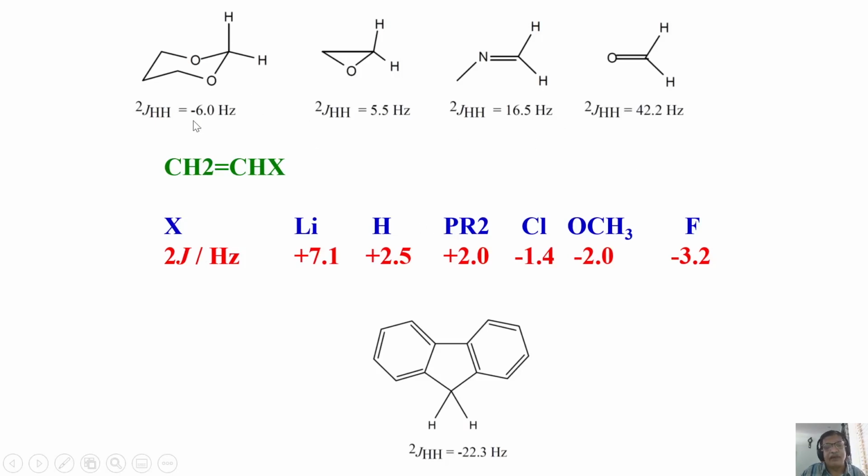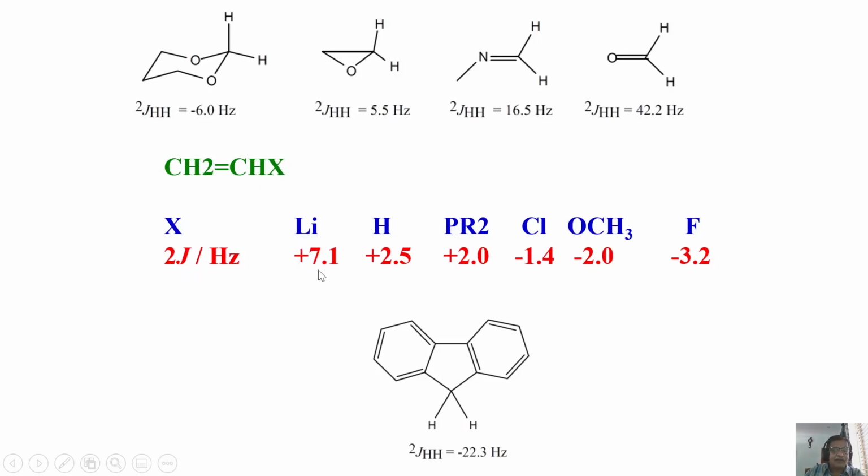You should see in this example, coupling goes from minus 6 up to 42.2 hertz in just a mere change of substitution. Look at this ring, and this is only a small change here, C double bond C and C double bond O. The coupling changed drastically. Now similarly, CH2, CHX type of molecule if you consider, the geminal coupling between these two protons, if they are non-equivalent, what happens if I have a substitution X?